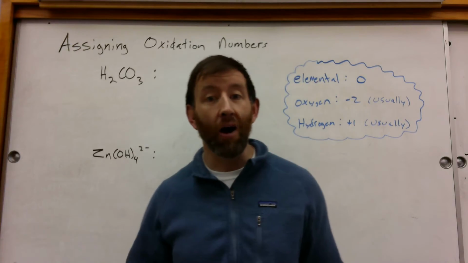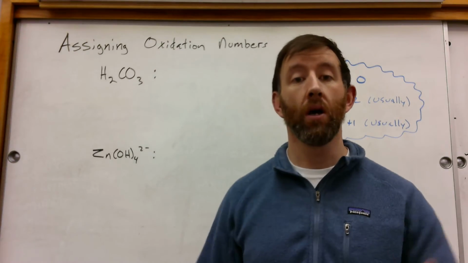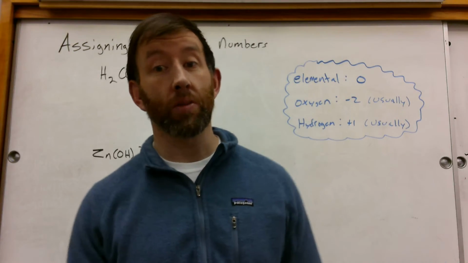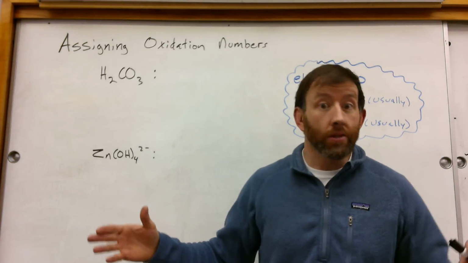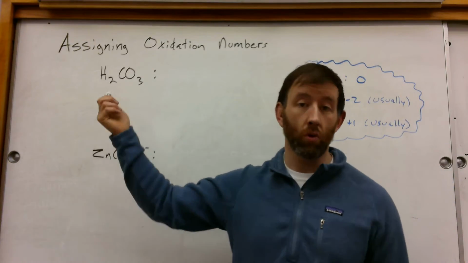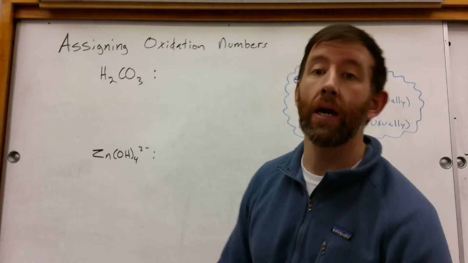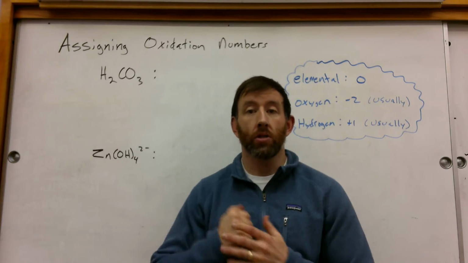I'll figure out how we can identify what the oxidation numbers are for all the elements in the compound. Once we've built that skill, we'll move on to some net reactions. Okay? So let's delve in. Let's do this. All right. So we're going to start with carbonic acid here, or hydrogen carbonate. Okay.